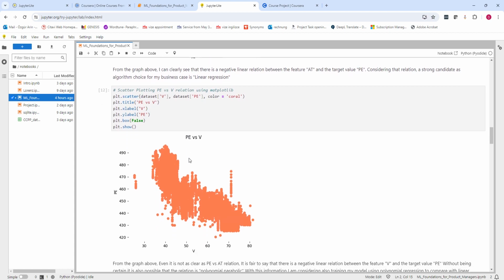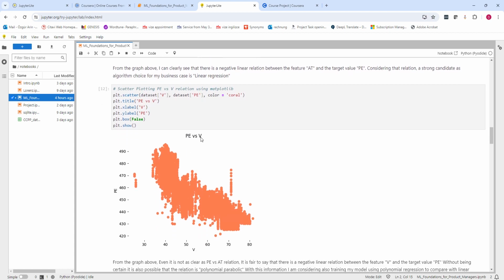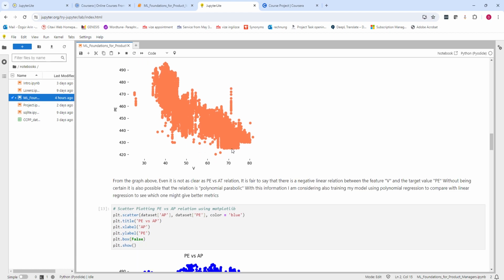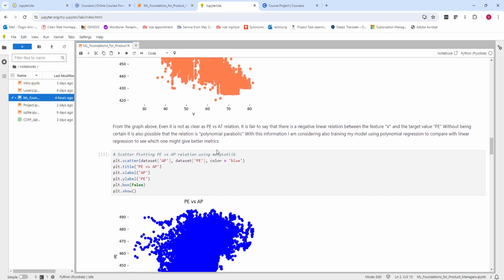And after I plot the other features such as PE, V, it's still a kind of linear looking relation. However, this gives me the feeling it might be a parabolic relation, as you can see here. It might be a negative parabolic relation. And in that case, it suggests that it would also be an option to use a polynomial regression model, so a higher degree than a linear regression model, to improve our model.